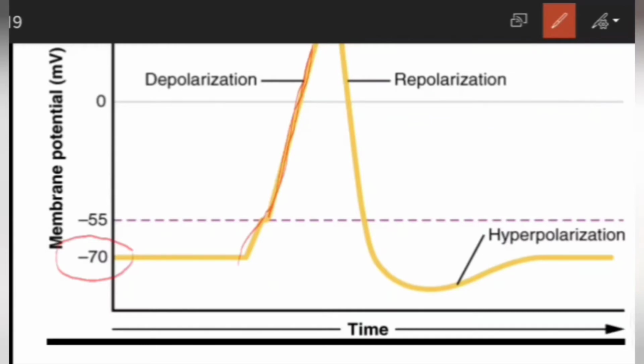This marks the repolarization. Why? Because initially at resting membrane potential the membrane was polarized, and the influx of the sodium ions inside the cell has depolarized the membrane. Now it has to be repolarized. That is done by the exit of the potassium ions from the cell. Okay.